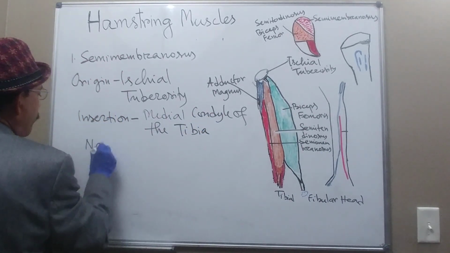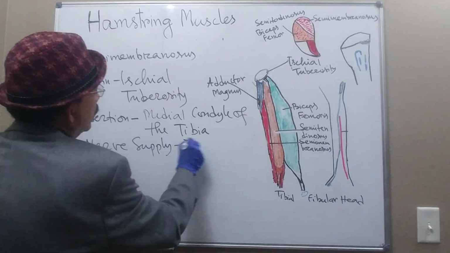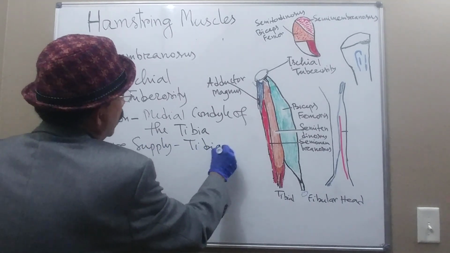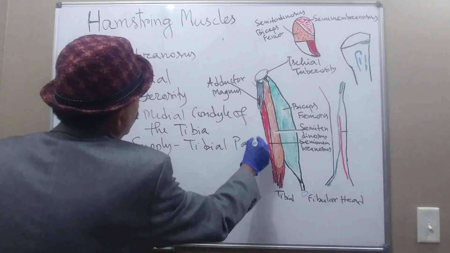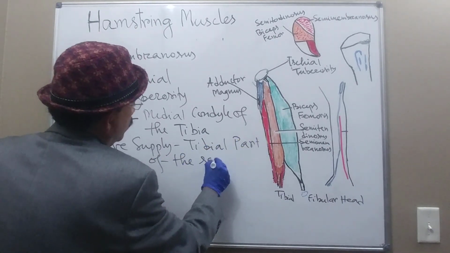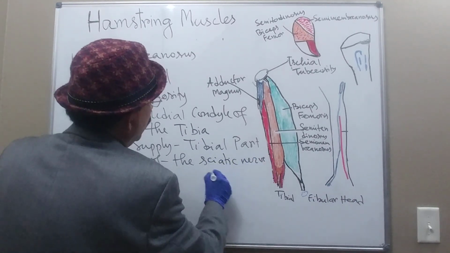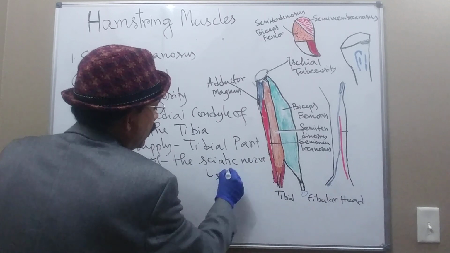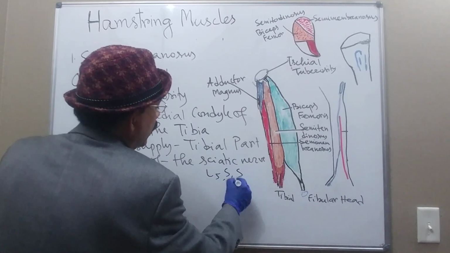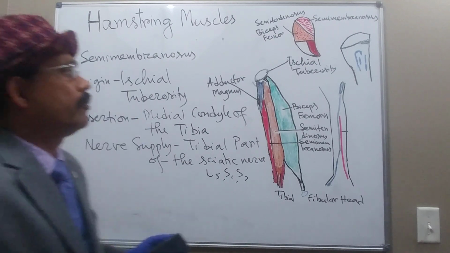Nerve supply. Nerve supply is common nerve supply, that is the tibial part of the sciatic nerve. Root value L5, S1 and S2. We got that. Then action of semimembranosus.